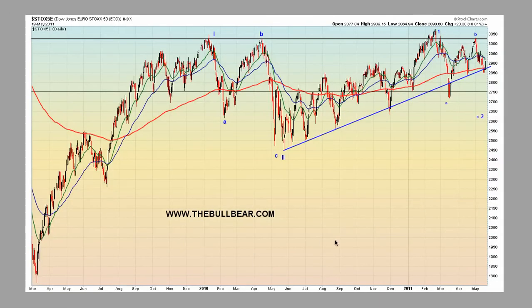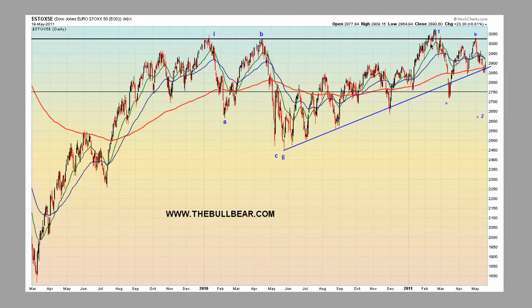Here is the EUROSTOXX50 index, basically the European big caps. And they're also below the 20 and the 50. The 20's crossed below the 50, just resting right on top of the 200-day moving average, which also corresponds with the uptrend off of the May 2010 bottom. So this looks like something that's really ready to roll over and break.